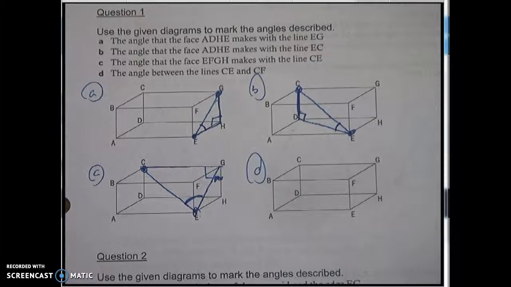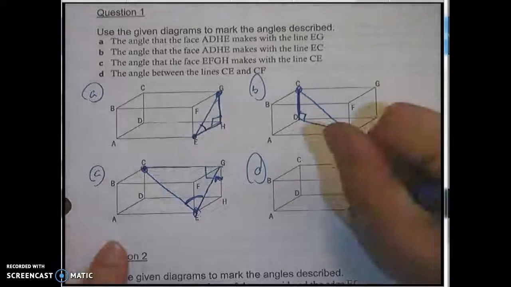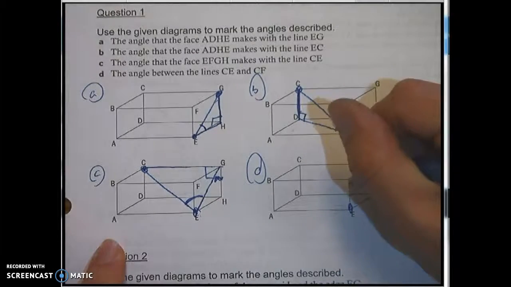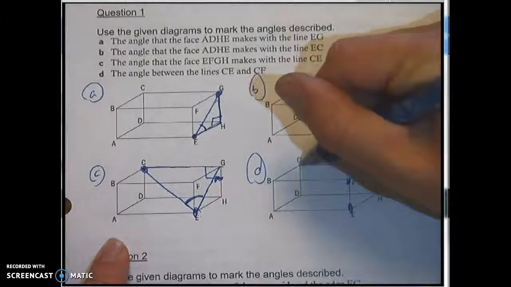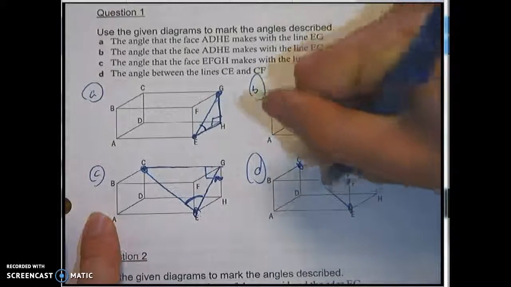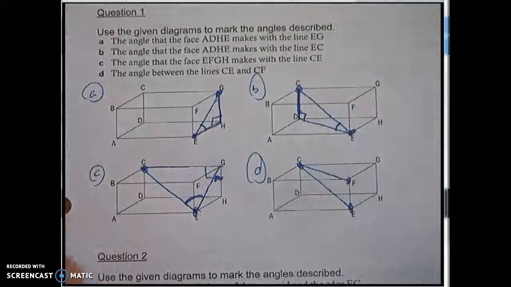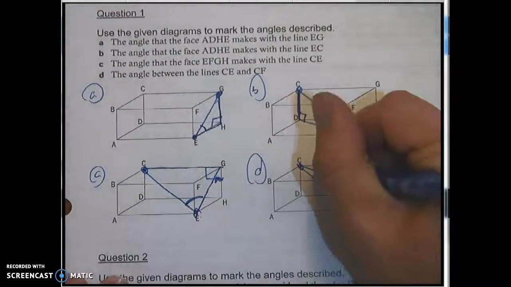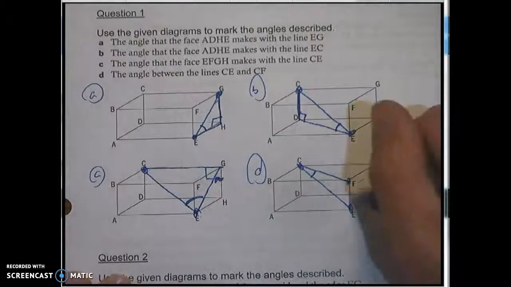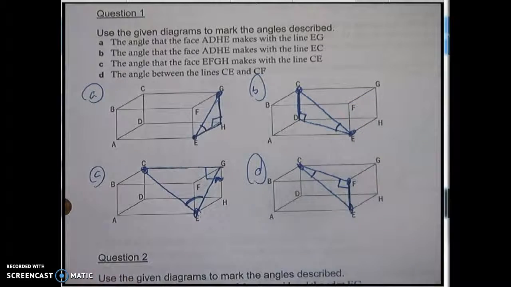Part D, I want to find the angle between lines CE and CF. These are the easy ones when you're just dealing with two lines, because all we have to do is draw those two lines, and we don't even really need to worry about a right triangle. All I need to do is draw the angle between them. I actually did draw a right triangle right here, but I didn't need to worry about that. Whenever you're dealing with two line segments, it's just the angle wherever they intersect.